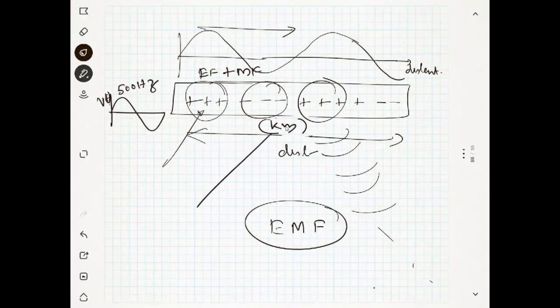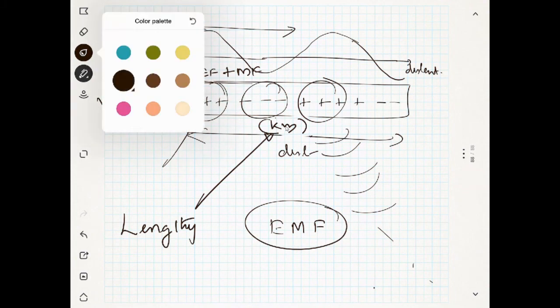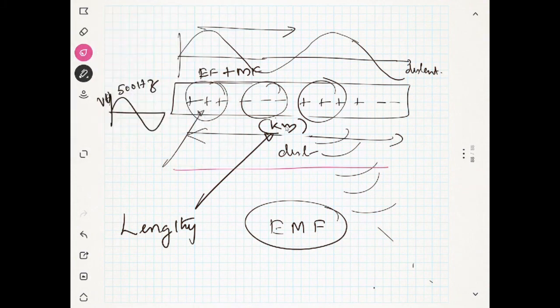But the problem is, you need a very lengthy wire. Very lengthy wire. You understood? Let us assume that the length of the wire is h. So we cannot do this in a cell phone. I think you got the idea.